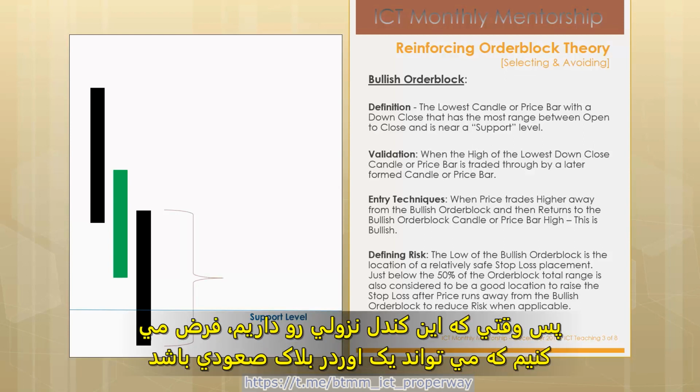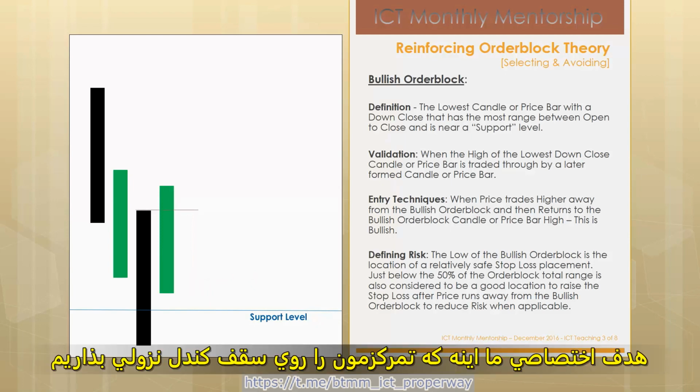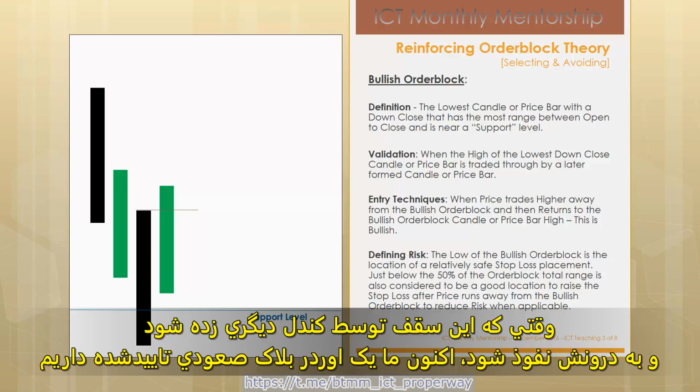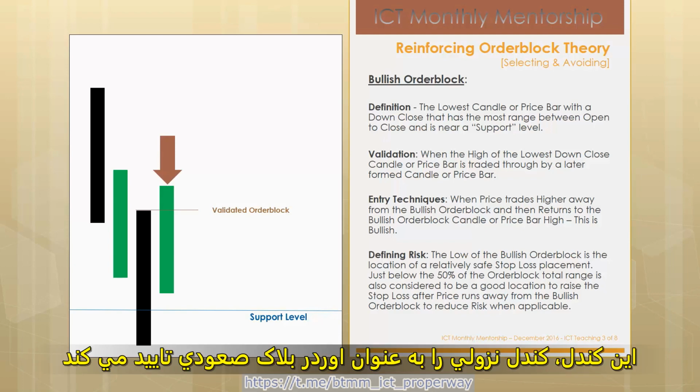So when we have this down candle, we are already assuming that this may be a bullish order block. We don't know that yet until at a later time when another candle trades through it. What are we specifically aiming for? We're identifying our focus. The down candle's high, when that is violated with a new candle and it trades through that high, now we have a validated bullish order block. This candle validates the down candle as a bullish order block.